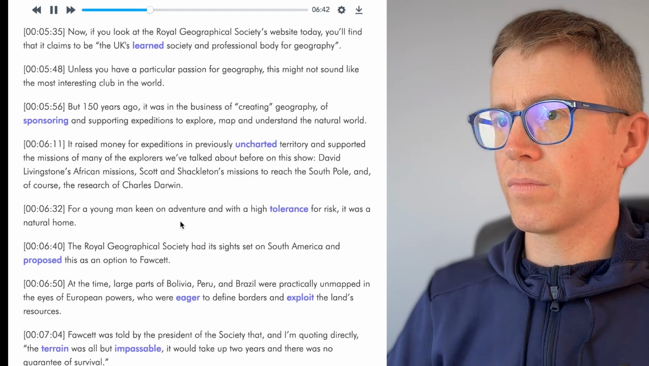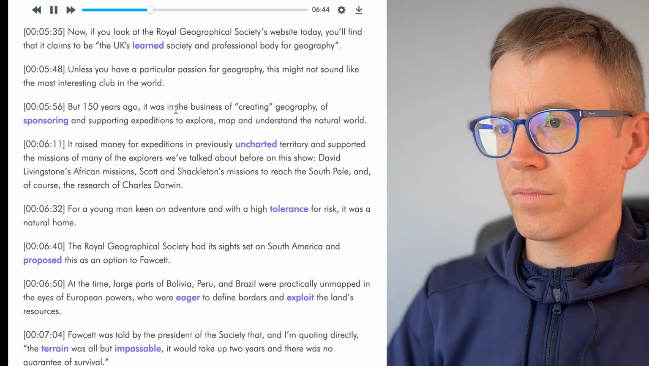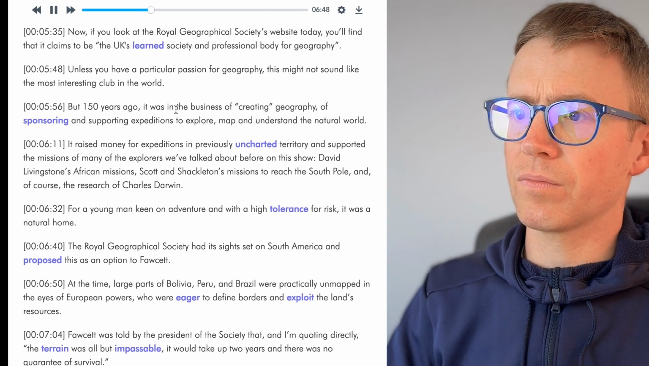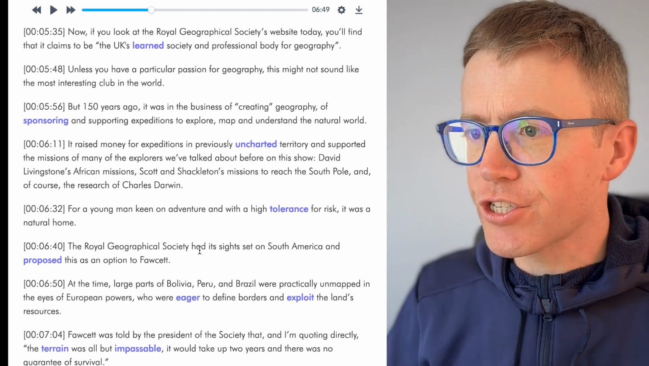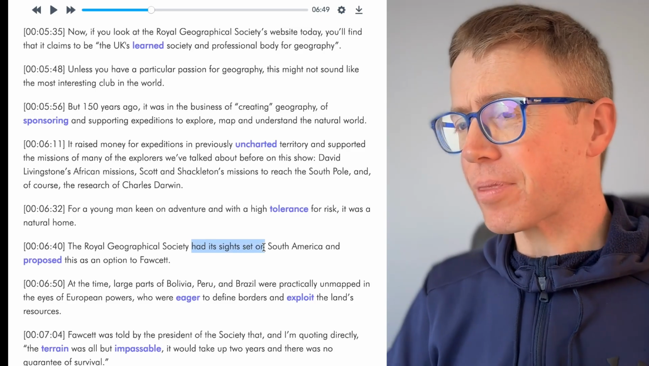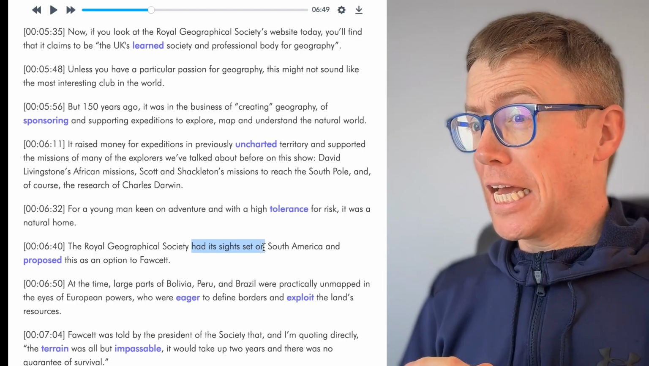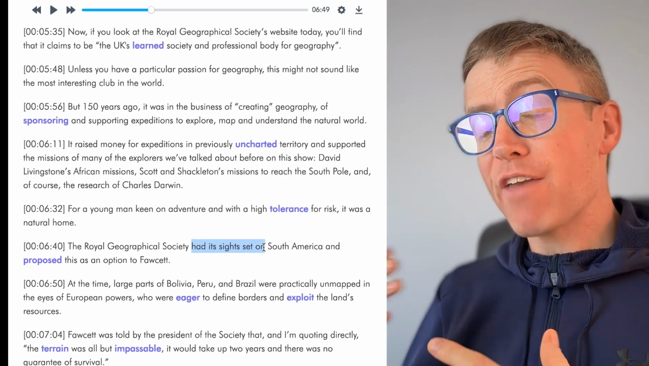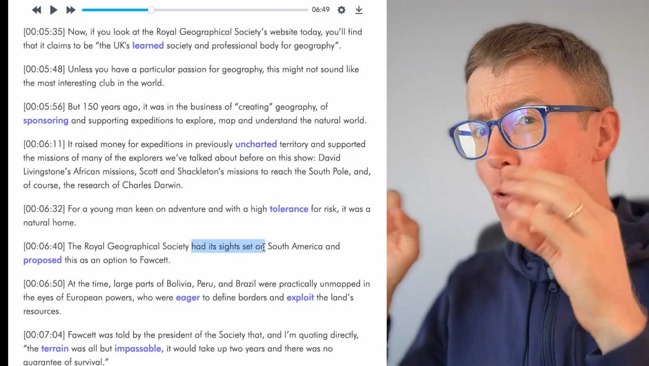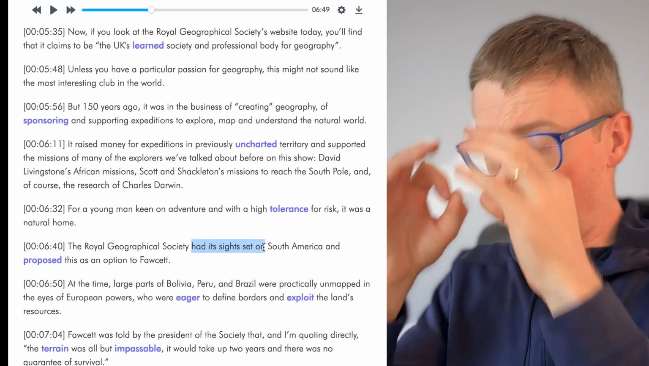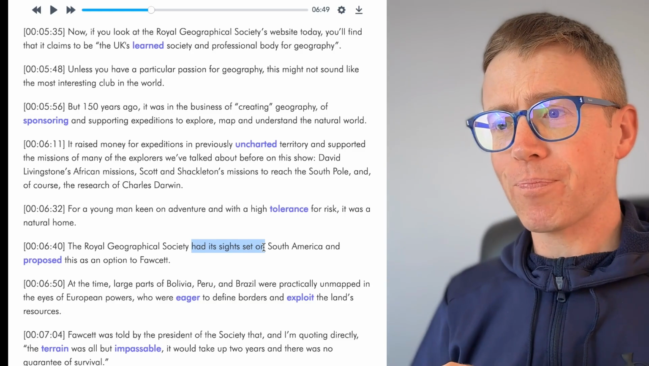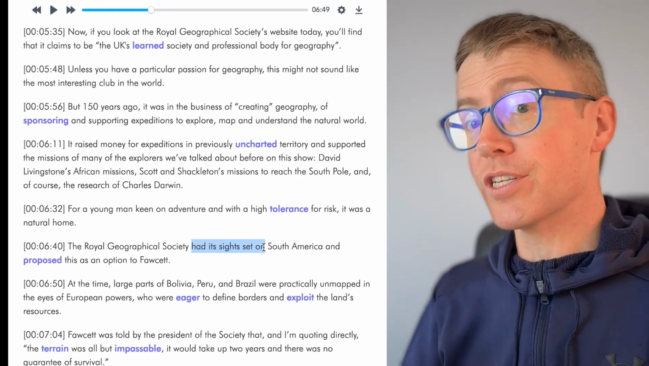The Royal Geographical Society had its sights set on South America and proposed this as an option to Fawcett. Okay, let's just stop there and talk about this. Had its sights set on, because that might sound like a little bit of a complicated phrase, but if you have your sights set on something, it means you're aiming for it. Imagine you're looking through a pair of binoculars and you're saying, that is what I'm aiming for. You have your sights set on something.